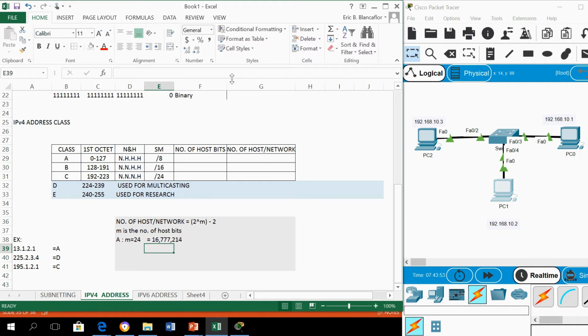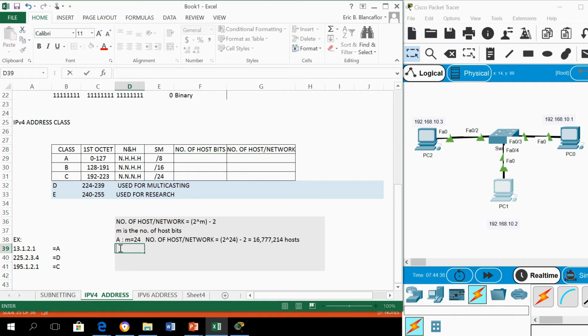16,777,214 hosts. Okay? That's how it is. That's the number of hosts for class A. That's too many, right? For example, in the internet, 1.0.0.0, the UK has that IP address, a class A. So there are around 16 million IP addresses in the class A IP address.